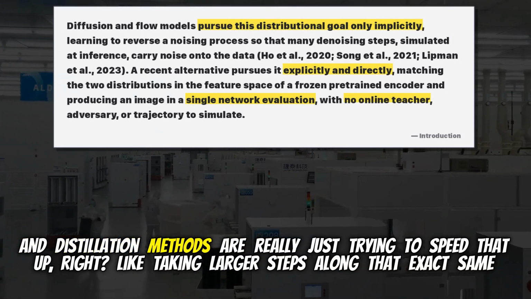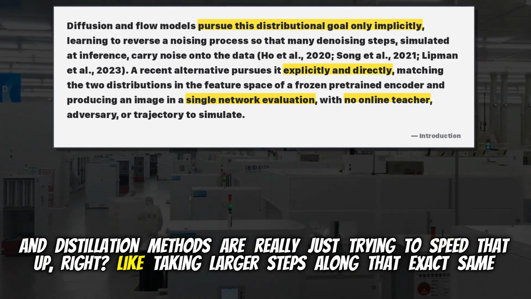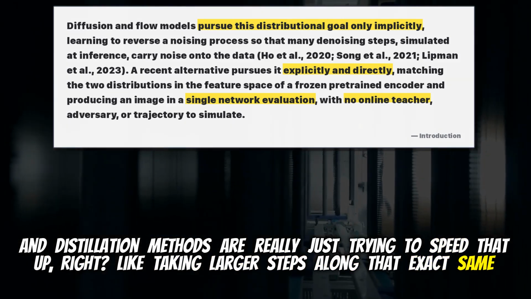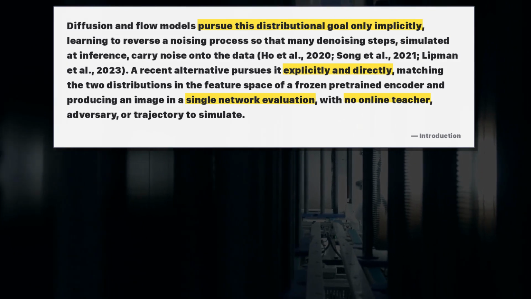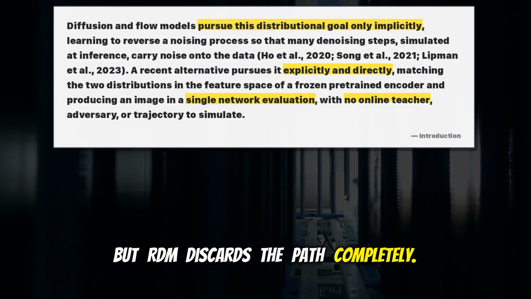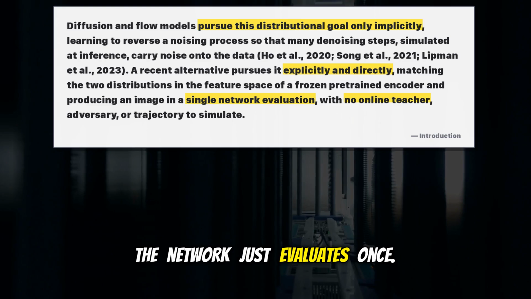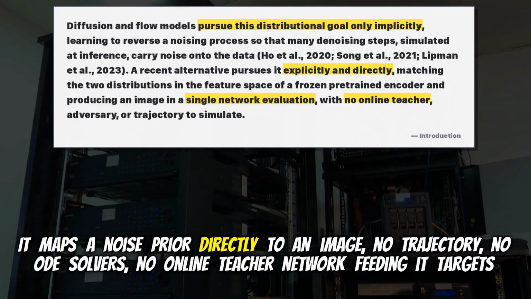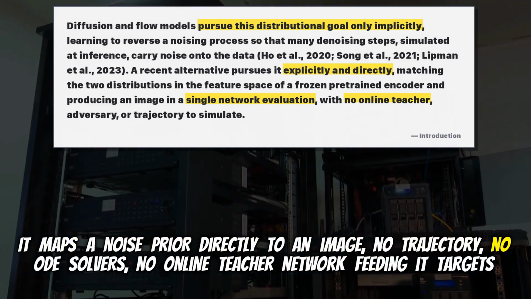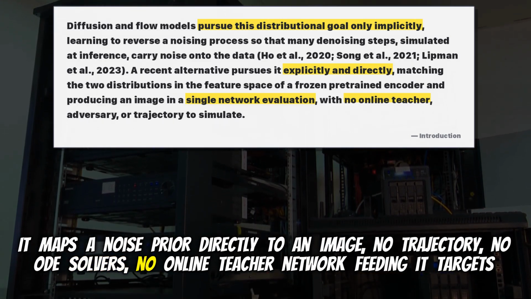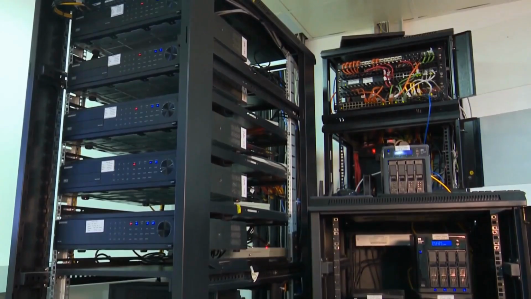And distillation methods are really just trying to speed that up, right? Like taking larger steps along that exact same simulated path. Precisely. But RDM discards the path completely. The network just evaluates once. It maps a noise prior directly to an image. No trajectory, no ODE solvers, no online teacher network feeding it targets during the training loop.